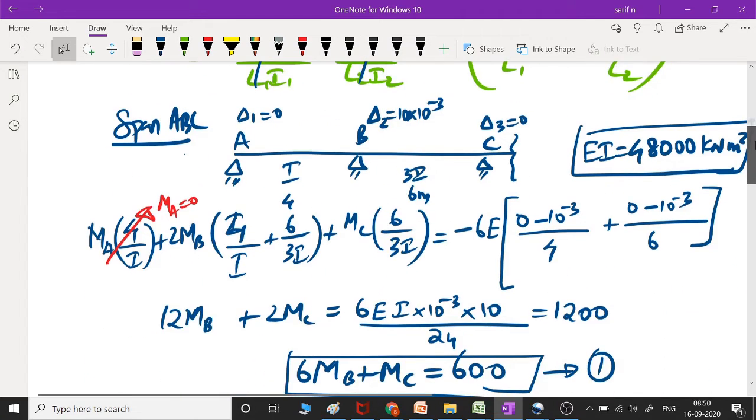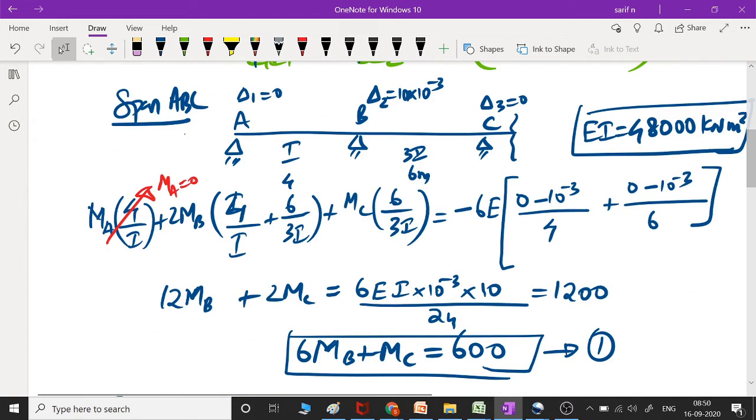First we will apply it for the span ABC. At the support A we have delta 1 equal to 0 because it does not have any settlement. Similarly at support B, delta 2 equals 10 raised to minus 3 meter. We have to represent the settlements in meters, and it is positive because it is in the downward direction.